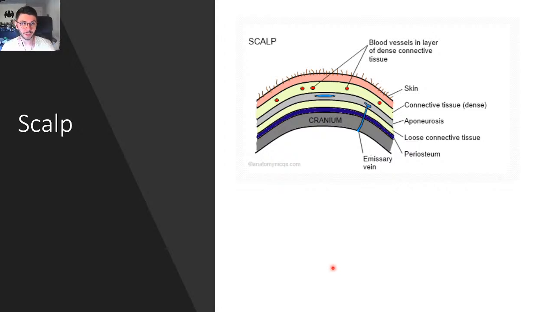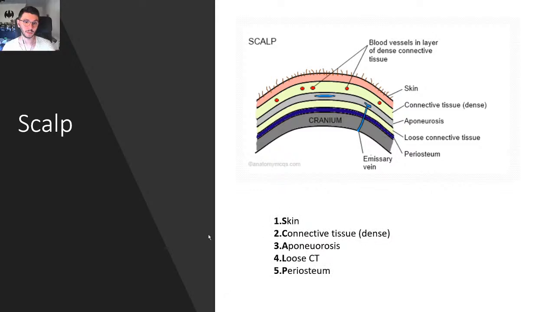So we're going to start with the scalp here. The scalp is composed firstly of the skin, connective tissue, which is quite dense, and aponeuroses, loose connective tissue, and a periosteum. You also have these blood vessels which perforate into the dense connective tissue, but they're only present in the connective tissue layer, whereas the aponeuroses has the venous drainage. And there's an easy way to remember this. It's called scalp, so that's how I remember it.